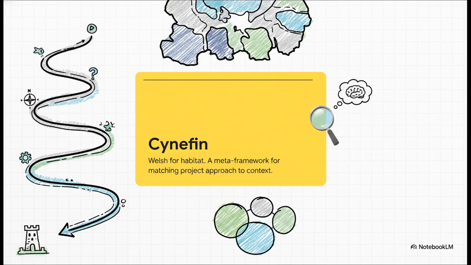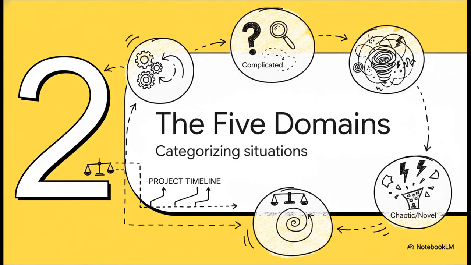It's literally so effective at matching a project's approach to its context that it's been formally incorporated right into the PMBOK Guide's 7th edition. And for those of you gearing up for the PMP exam, understanding how to map a project to its specific habitat is absolutely critical for nailing those tricky scenario-based questions. Let's move into Section 2, the 5 domains, where we categorize these situations.